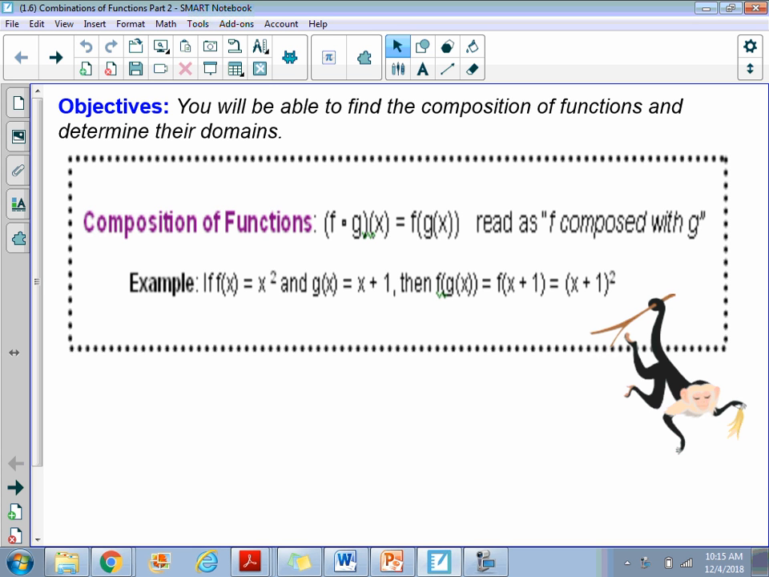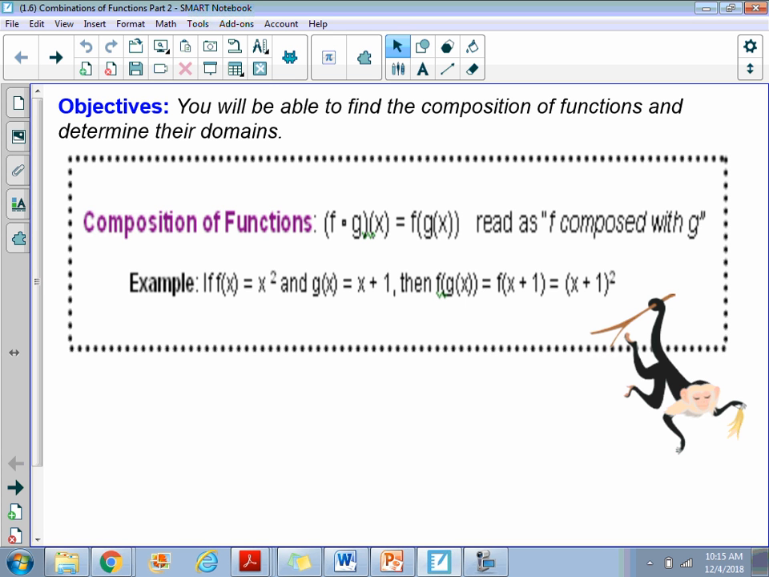Okay? Something I want you to be very clear with. In between the F and the G, see how that's an open circle as compared to the little dot that means multiplication? So just a dot is multiplication. The open circle means composition. Okay, two different ways of writing it. I prefer writing it this way, read as F of G of X.